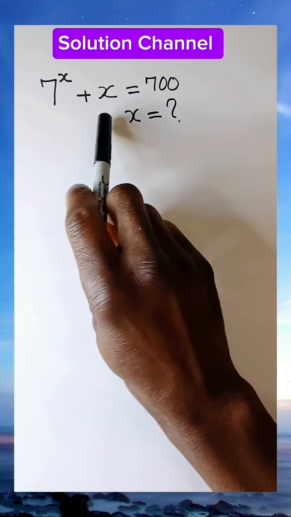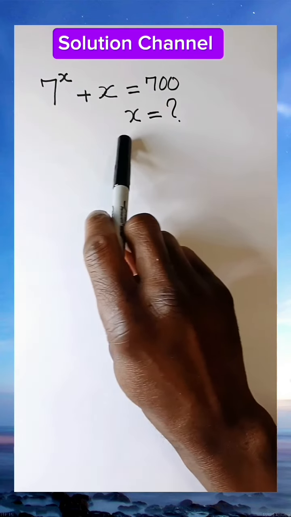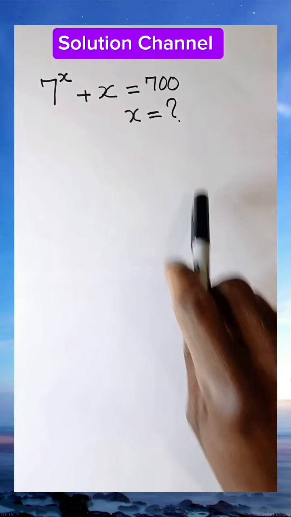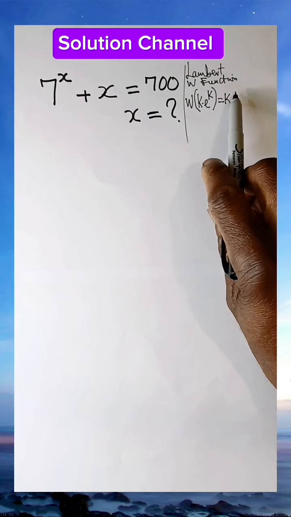7 raised to the power of x plus x is equal to 700. x is equal to what? Let us go ahead now and find the value of x. Let's get started. The only way to find the value of x is to use the famous Lambert W function.